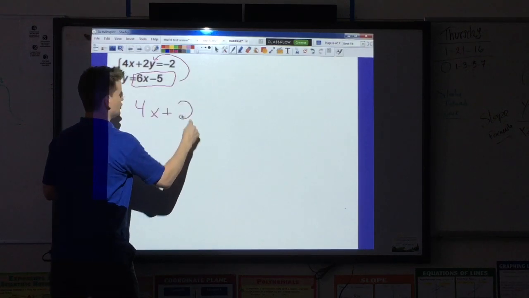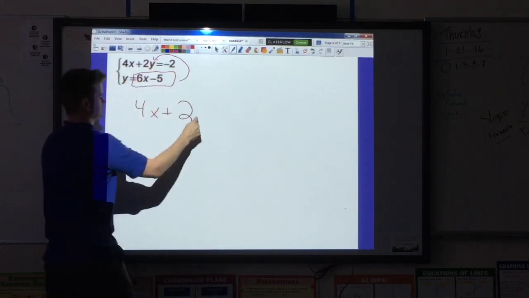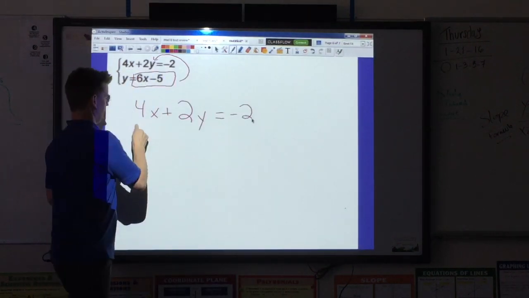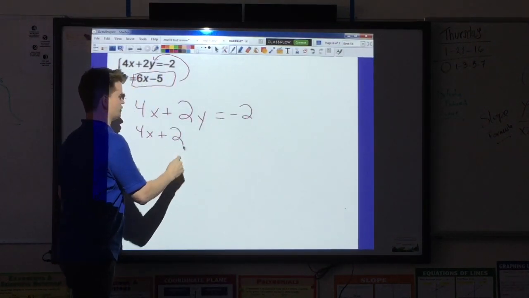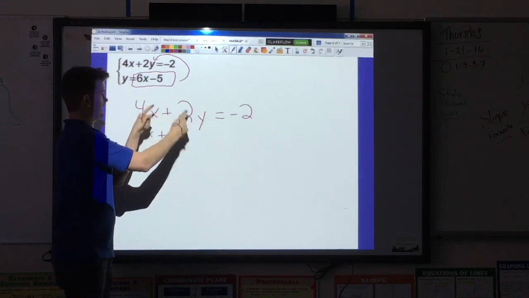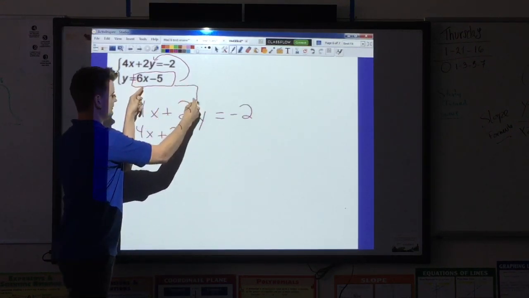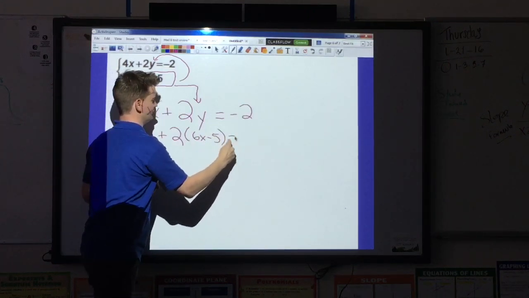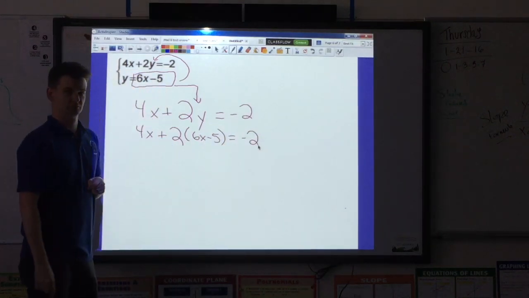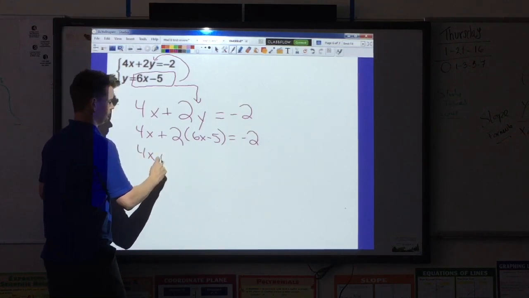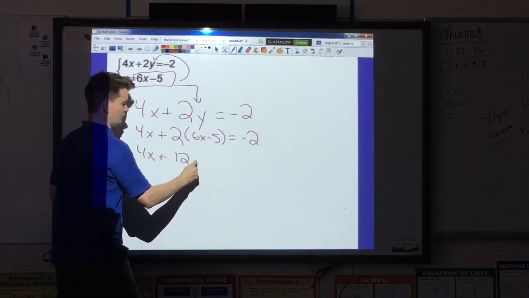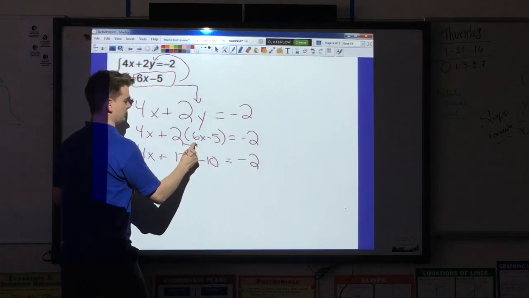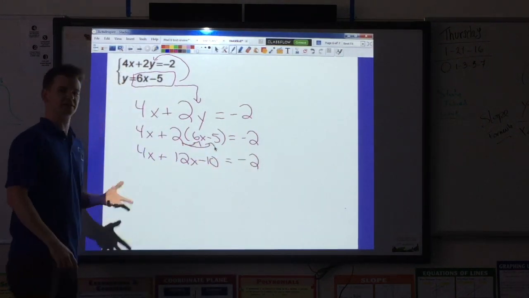4x plus 2. The y is here right now, but in the second, the y is going to be taken out. I go to the next level of the problem, 4x plus 2, there's multiplication happening there. I'm going to substitute this in for the y, and it's going to look like this. 6x minus 5 equals negative 2. I bring down the 4x plus, I multiply, that's going to give me 12x minus 10 equals negative 2. Notice I multiply 2 times 6x and 2 times negative 5.